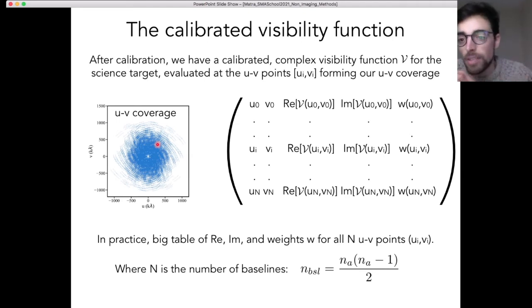So for every data point at plus U plus V, we also know its real and imaginary parts at minus U minus V. We don't need to sample it twice. It's the same point. But therefore you end up with twice as many points as your number of baselines.